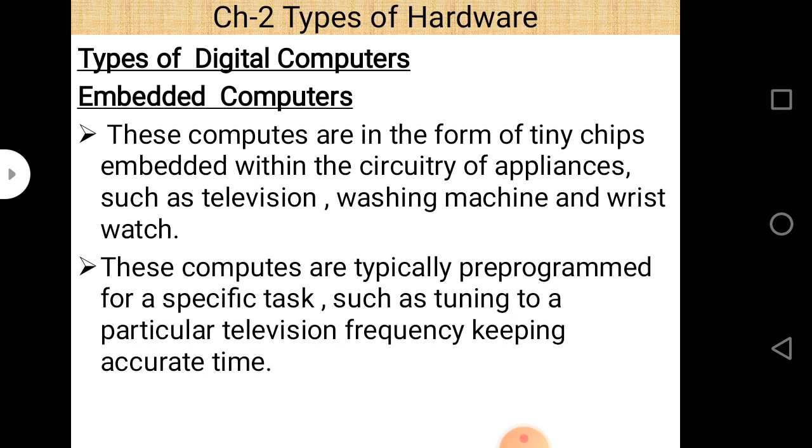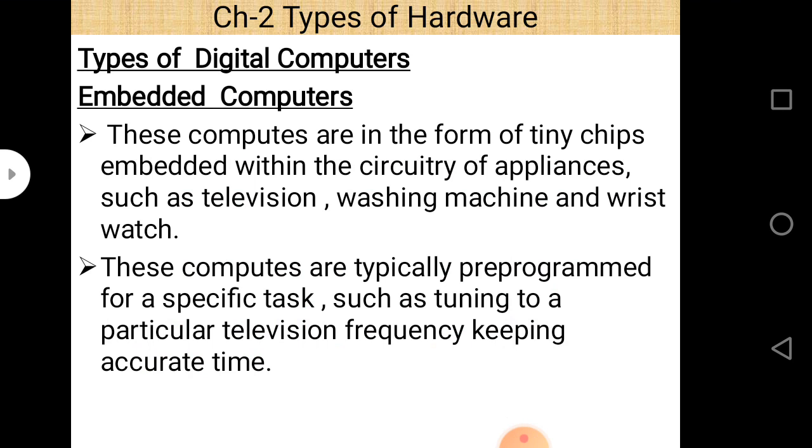these computers are in the form of tiny chips embedded within the circuitry of appliances, such as television, washing machine, dishwasher. So these are part of different home appliances or different types of circuitry appliances. They are called embedded computers because they are embedded within a system. These computers are typically pre-programmed for a specific task, such as tuning to a particular television frequency, keeping accurate time.